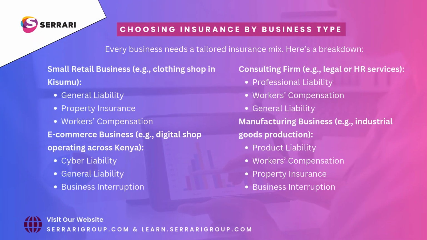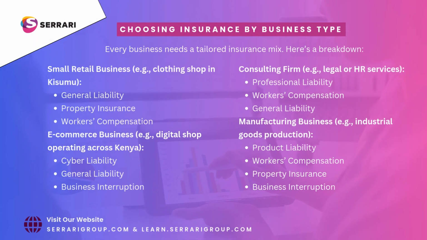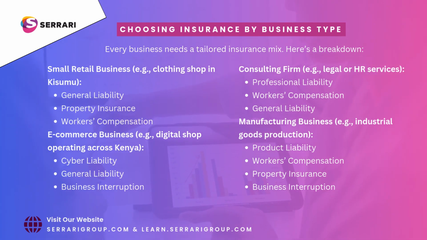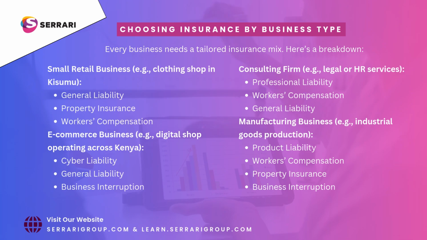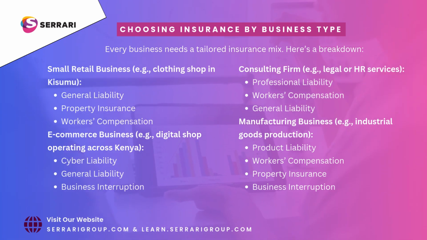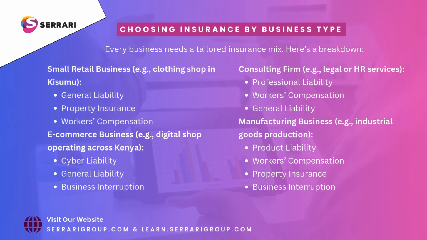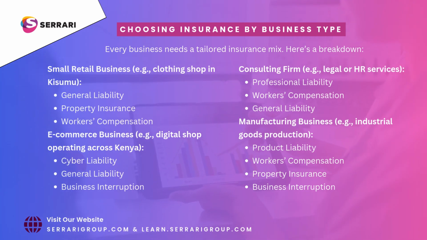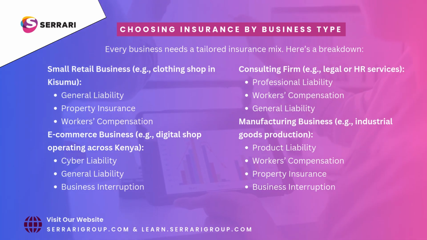Choosing insurance by business type. Every business needs a tailored insurance mix. Here's a breakdown. Small retail business, e.g., clothing shop in Kisumu: general liability, property insurance, workers' compensation. E-commerce business, e.g., digital shop operating across Kenya: cyber liability, general liability, business interruption.